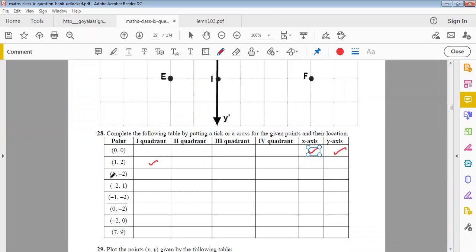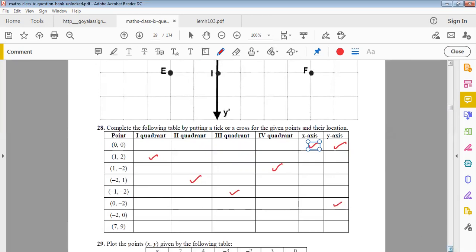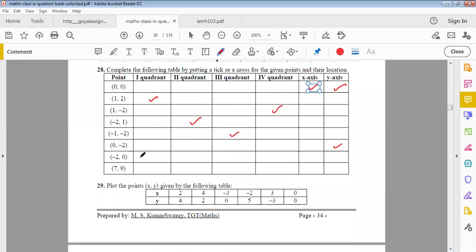1, -2: x will be positive, y value will be negative. It lies in the fourth quadrant. -2, 1: 2 units on your left side, 1 unit on the top side, so it is the second quadrant. -1, -2, both are negative, so third quadrant. 0, -2: x value is 0, so it lies on the y-axis. -2, 0: y value is 0, so it lies on the x-axis. 7, 9, both are positive, so it lies in the first quadrant.